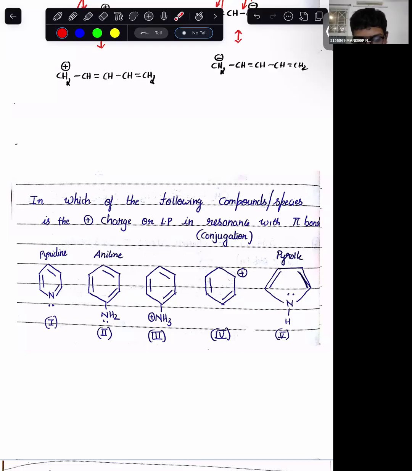Oh, sir. I'm getting 2 to 5. Sorry, not the first one. Okay. 2 to 5 are structures where you can have participation of the lone pair or the positive charge in resonance. Everyone, 2 to 5 is one of the answers. Yes, sir. And any other answers?